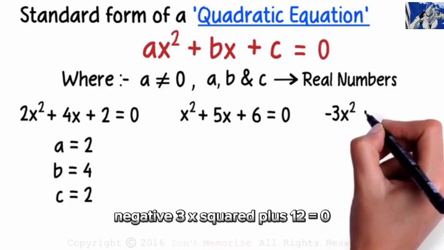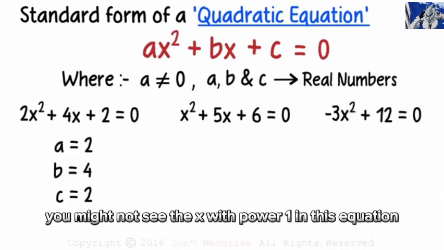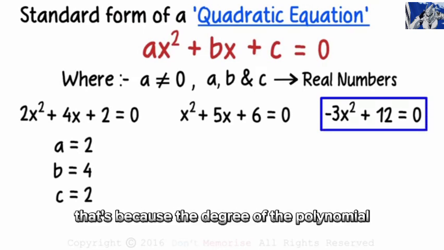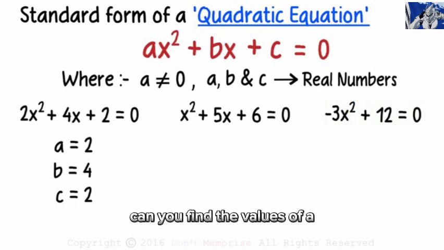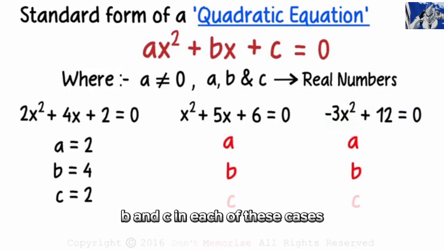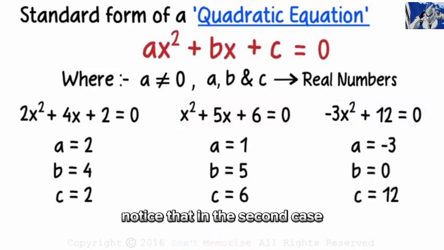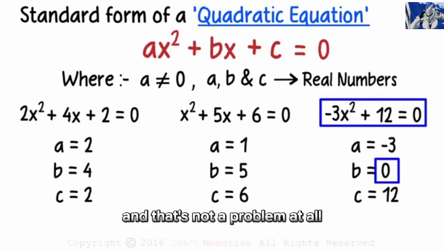Negative 3x squared plus 12 equals 0. You might not see the x with the power 1 in this equation, but it is still a quadratic equation. That's because the degree of the polynomial on the left is still 2. When you find the values of a, b, and c in each of these cases, here are the values.